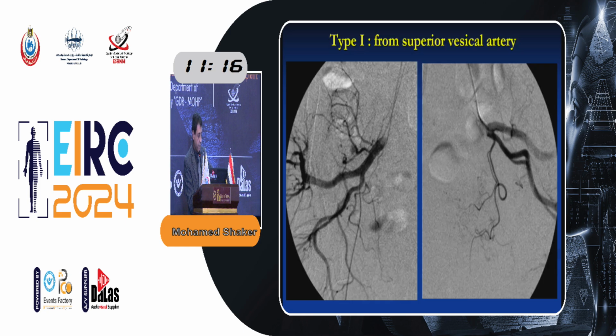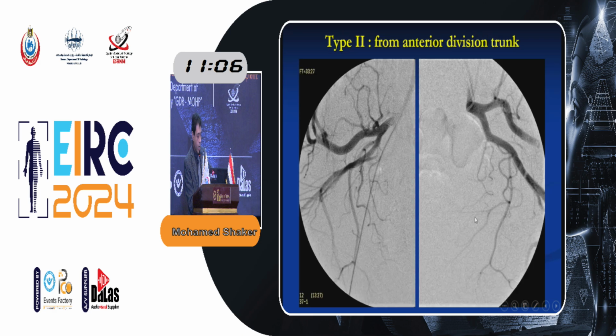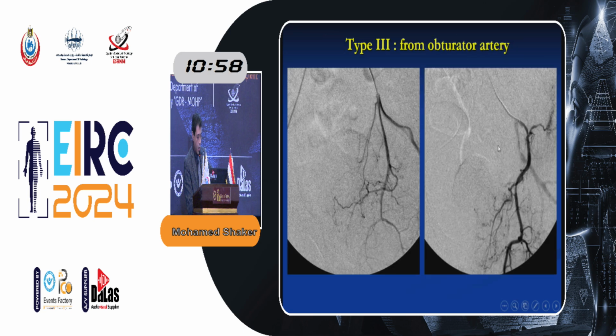These are examples of the different origins. Type 1 arising from the superior vesical artery by a common trunk on the right side, and again here on the left side, this is the superior vesical and the prostatic artery. Type 2 arising from the main trunk of the anterior division, next to the superior vesical artery, also here next to the superior vesical artery. Type 3 arising from the obturator artery.